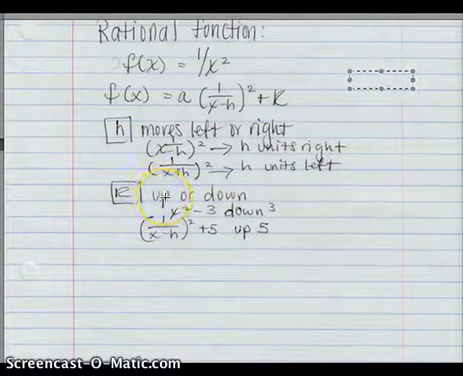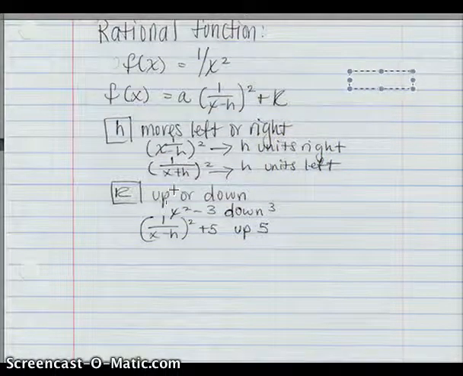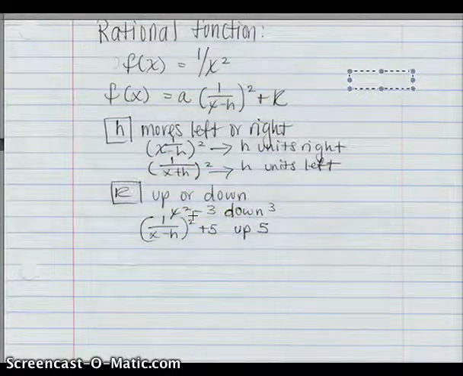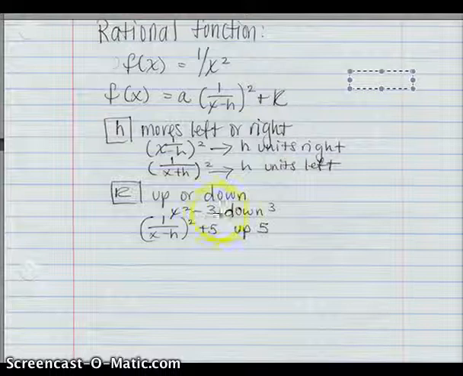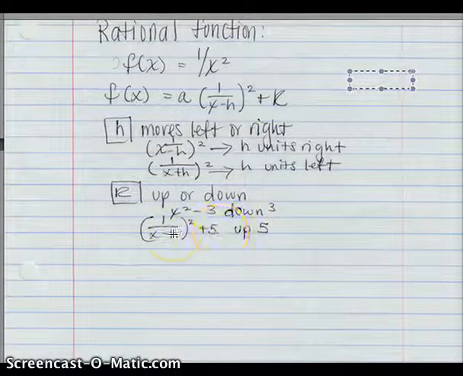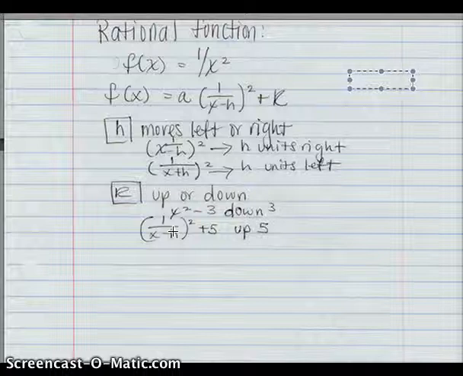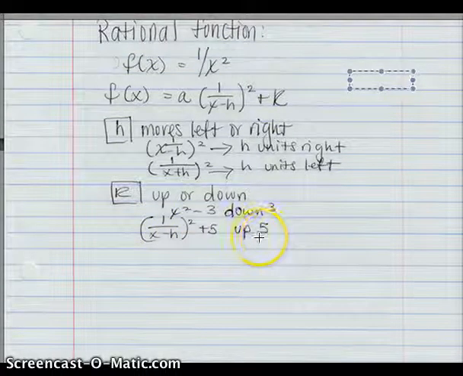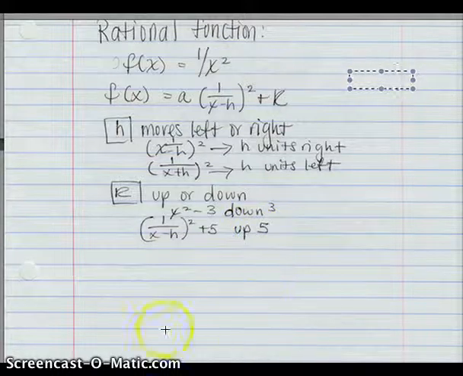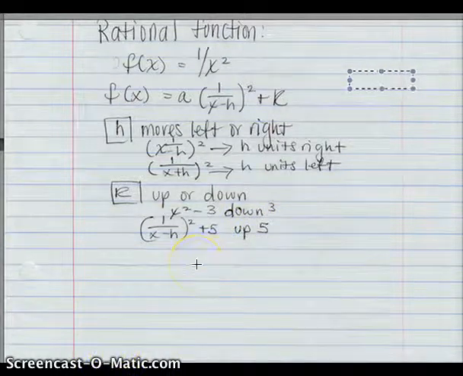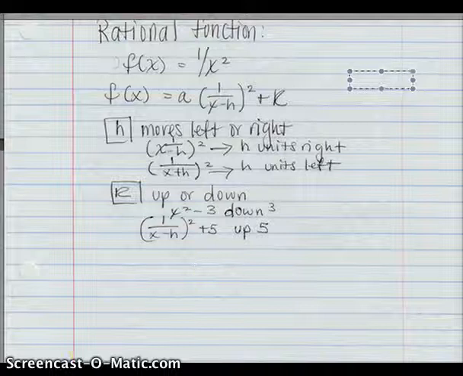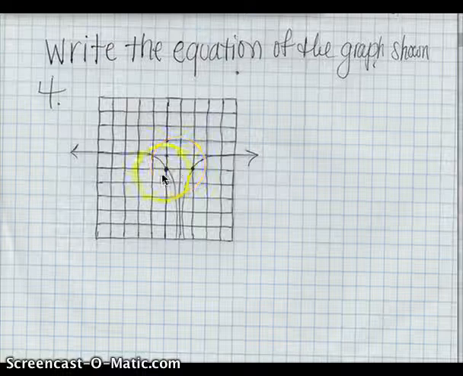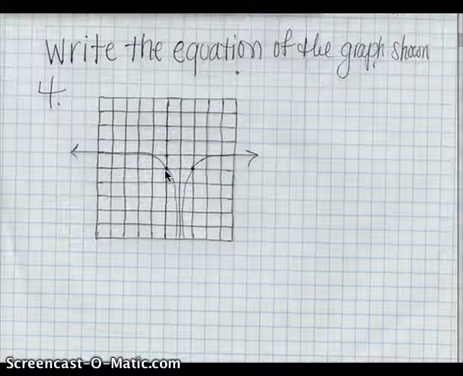K also lets us know whether the graph moved up and down. I have an example for a quadratic function with minus 3, which means down 3, and I have the rational function of 1 over x minus h plus 5, which means the graph went up 5. So we're going to look back at the original equation and see where it moved left or right or up and down.